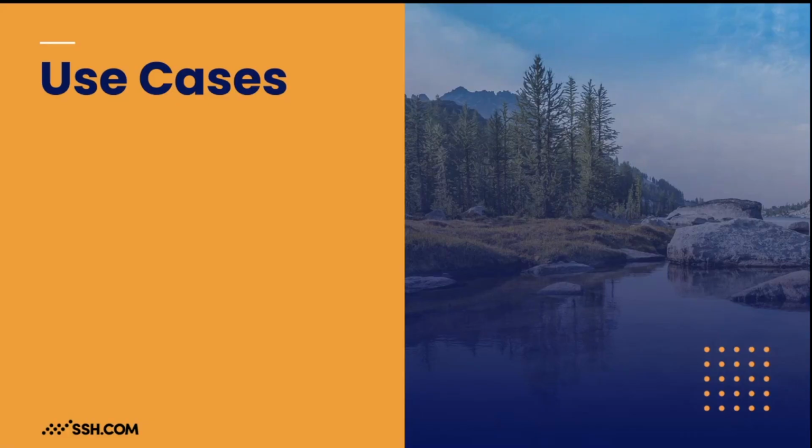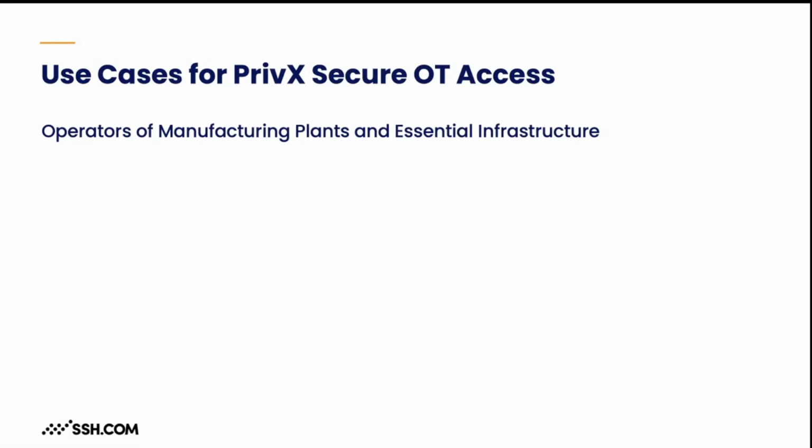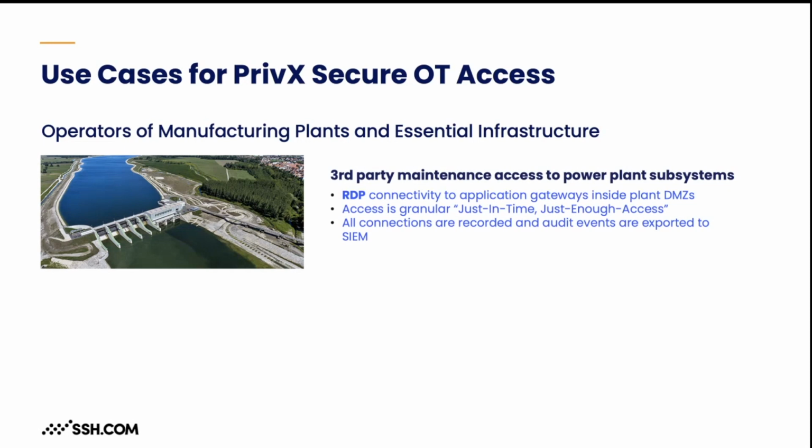Let's look at some prominent use cases for secure OT access. The first group includes operators of manufacturing plants and essential infrastructure. Here, the first use case is third-party maintenance access to power plant subsystems. RDP connections are made to application gateways inside the plant DMZs in a just-in-time, just-enough access manner. All connections are recorded, and audit events are exported to a SIEM system.